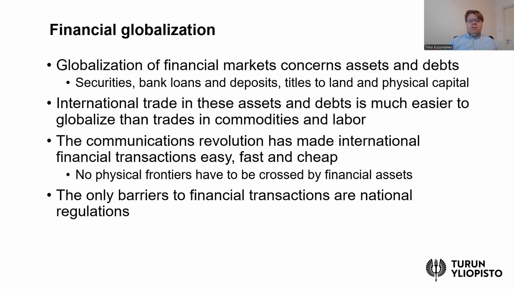So far we have discussed globalization from the point of view of trade in commodities and services. But then, of course, we can also think about it from the factors of production side. So we can think of labor mobility and also capital movements. So obviously, the international trade in financial assets such as stocks, loans, deposits, land ownership, and physical capital, it is much easier to trade in this type of assets than in commodities or labor.